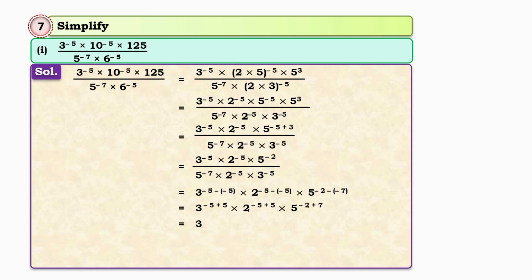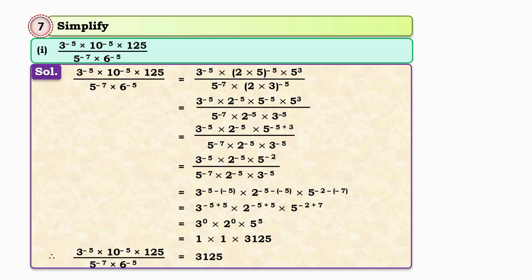So we can clearly see that 3 to the power 0 we are getting, and 2 to the power 0 we are getting, and 5 to the power 5. So we know that any base to the power 0 is equal to 1. So this will become 1. This will also become 1. And 5 to the power 5 is 3,125. So the final answer is 3,125.